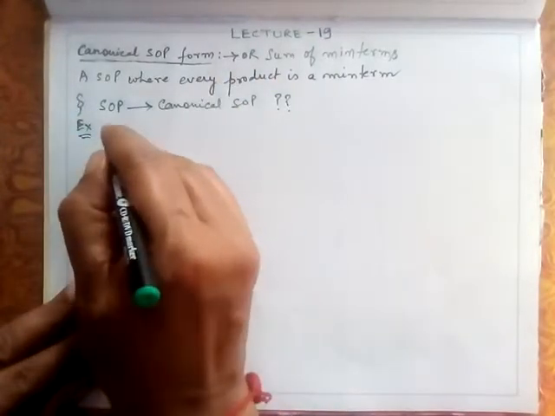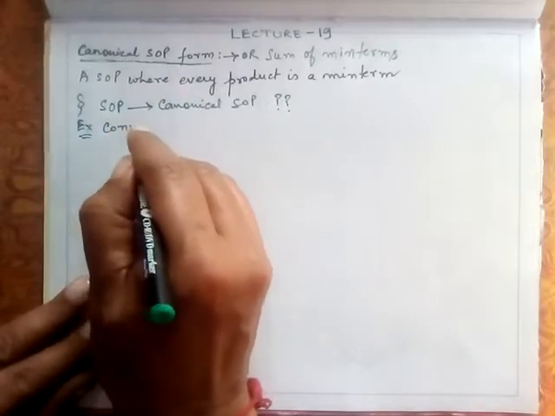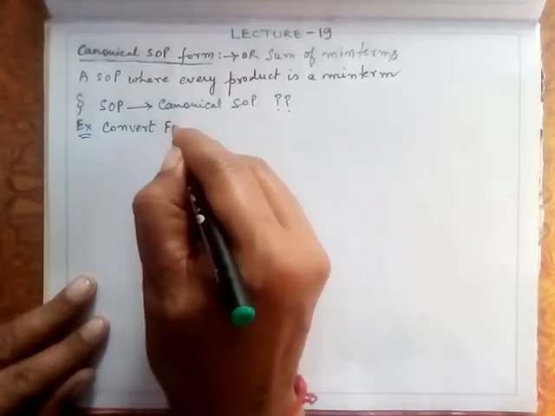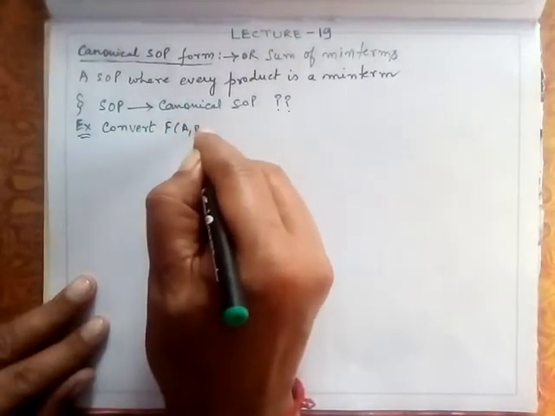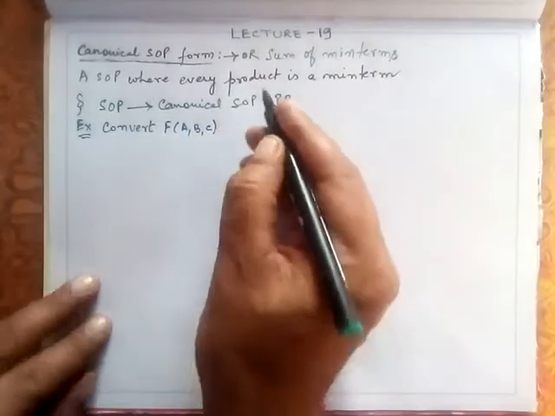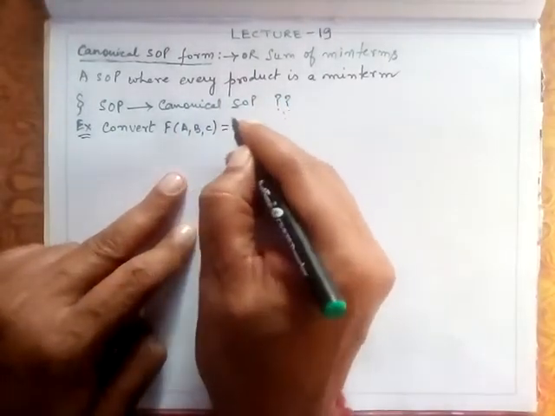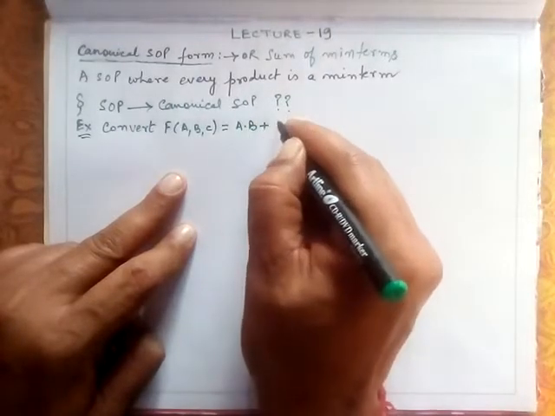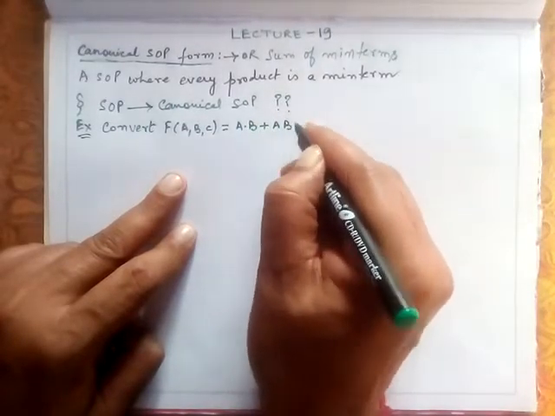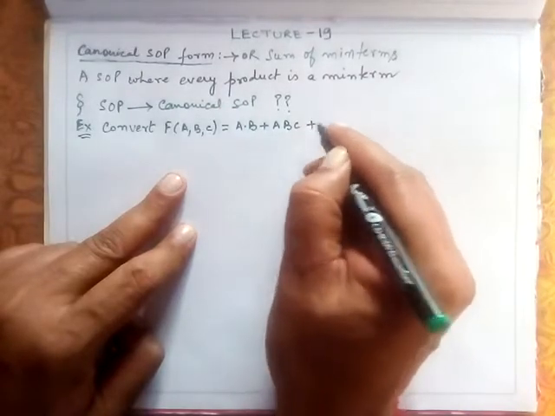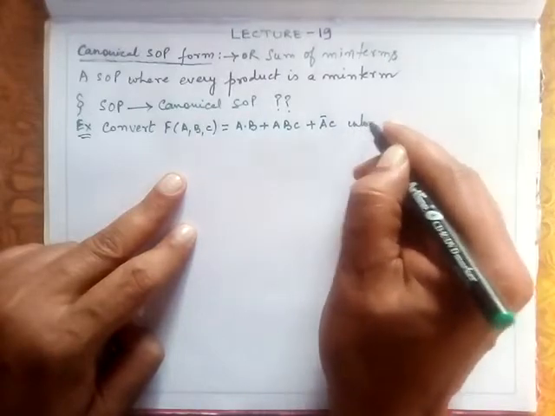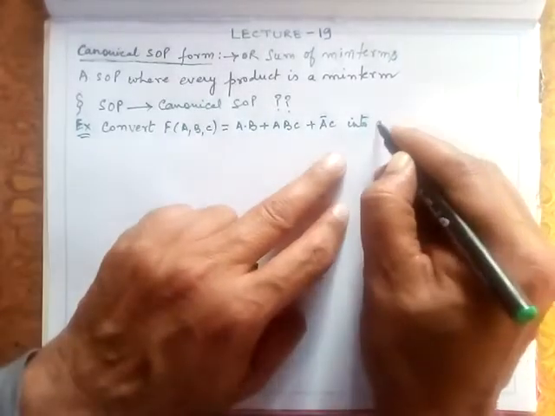Suppose I say convert a function that is given to you. For example, suppose a Boolean expression is here. F is a function of a, b, c, and suppose it is equal to a dot b plus a b c plus a bar c, into canonical SOP form.